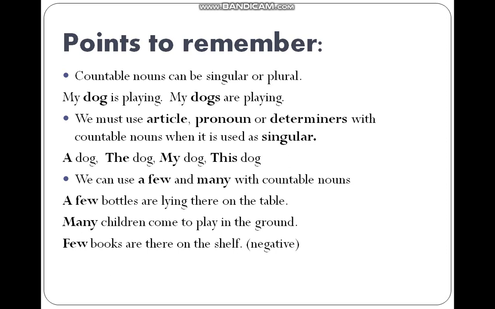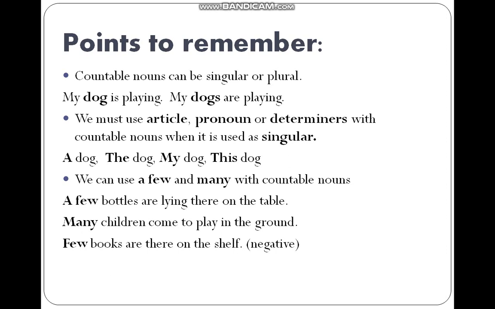Okay. The next point says we must use an article, pronoun or determiner with countable nouns when it is used as singular. Articles such as a or an or the, we will use any of these 3 before singular countable nouns. Pronoun. Here one example is given, my dog. We can use it as his dog, her dog, their dog, our dog. These are also pronouns. So we will use pronouns before singular countable nouns. Determiners such as these, that, those, these are all determiners. We will add these determiners before countable nouns.